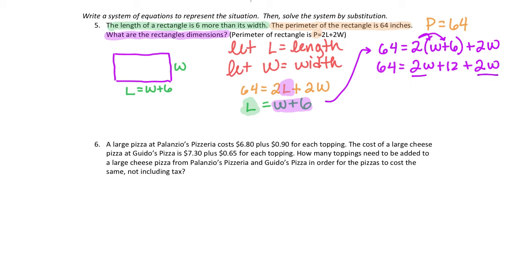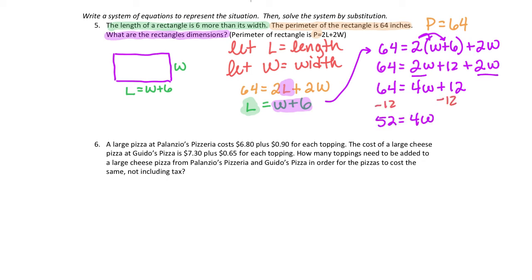Don't add the opposite here. They're on the same side of the equal. You only add the opposite if you're moving it to the other side of the equal. That will give me 4W plus 12 is now equal to the 64, and I am ready to solve for W.